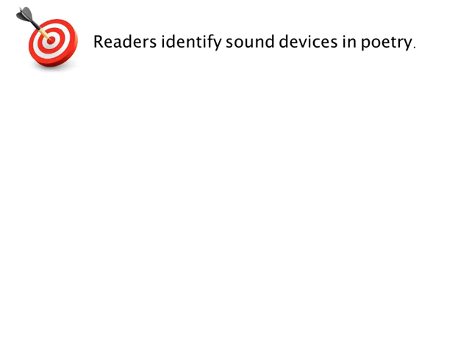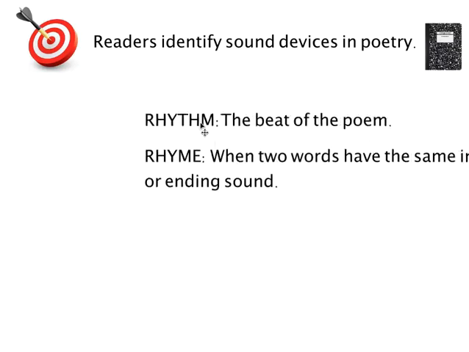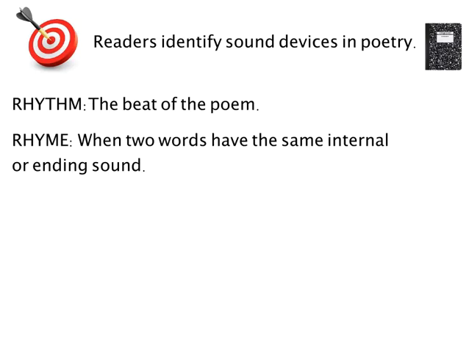Okay, y'all, in this lesson, we are going to learn to identify sound devices in poetry. Before we get rolling, I want you to take out your composition notebook and open to the grammar and craft section. As you watch, I want you to take notes on the definitions of the 6 types of sound devices that we learn about. The first 2 are rhythm and rhyme.